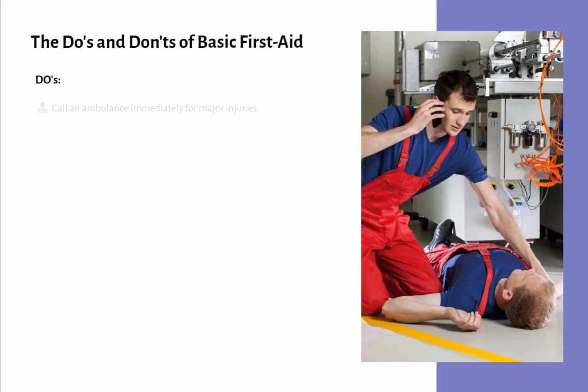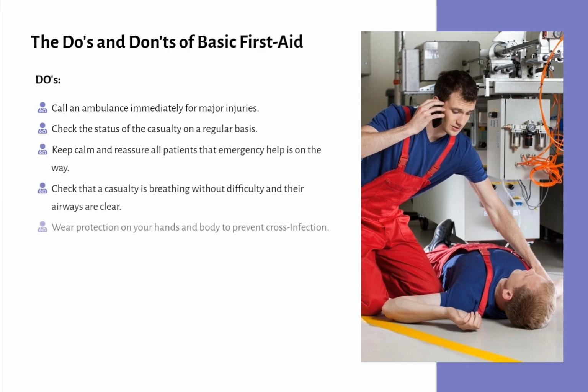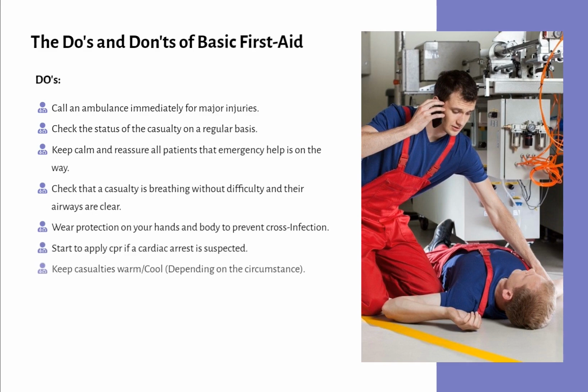Do's: call an ambulance immediately for major injuries. Check the status of the casualty on a regular basis. Keep calm and reassure all patients that emergency help is on the way. Check that a casualty is breathing without difficulty and their airways are clear. Wear protection on your hands and body to prevent cross-infection. Start to apply CPR if a cardiac arrest is suspected. Keep casualties warm or cool, depending on the circumstance.